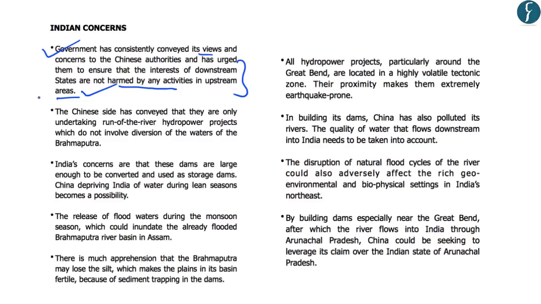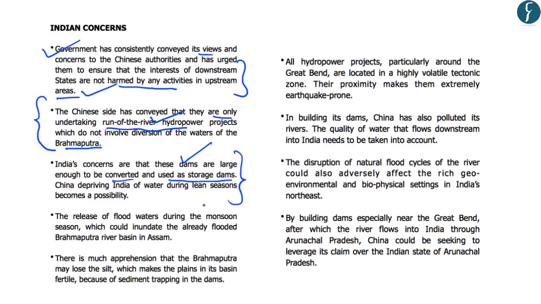Now, as a response to the government of India, the Chinese side has conveyed that they are only undertaking run of the river hydropower projects, and such projects do not involve the diversion of waters from the Brahmaputra. Now, these projects are generally used for hydropower, however, the water is not stored in such kind of dams. However, India's concern is that such dams are large enough to be converted and used as storage dams. And if this possibility comes true, India will have less amount of water in its lean seasons.